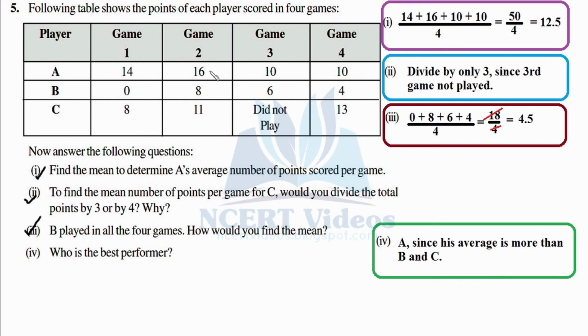Well, obviously by observation you can see these scores are much higher than these. Here it is 0, so it is lead by 14. Here it is also lead by 8. Here lead by 4. Here lead by 6. So merely by observation you can conclude that who is the best player? Obviously the player A. Therefore A, since his average is more than B and C. So this is now the fifth question.